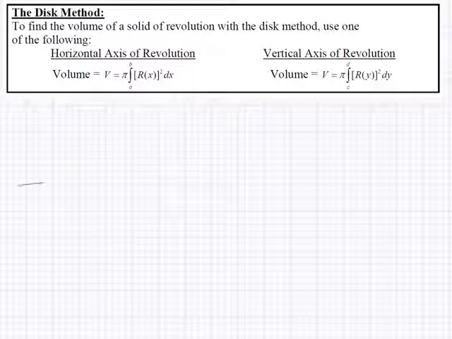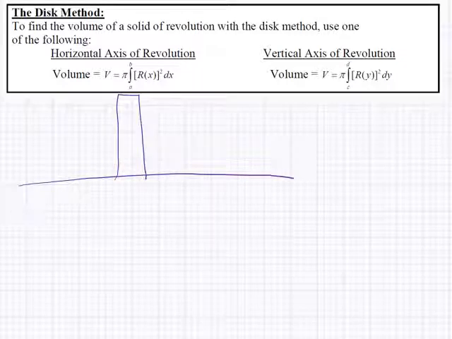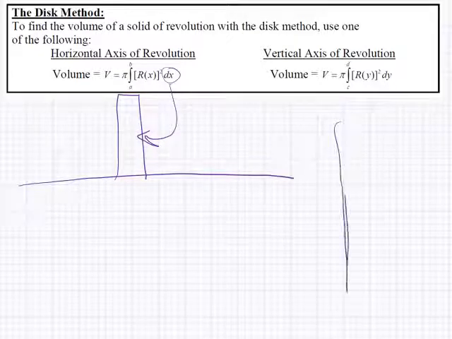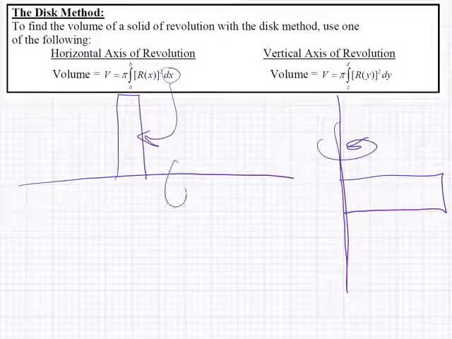If you have an axis of revolution that's horizontal, your rectangle would be vertical. And if your rectangle is vertical, we integrate with respect to x. Okay? If you have an axis of revolution that's vertical, your rectangle would then be horizontal. Again, because we're going to spin around that. And if your rectangle is horizontal, you would integrate with respect to y.